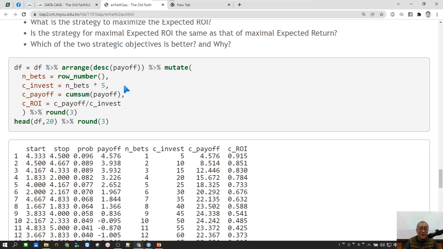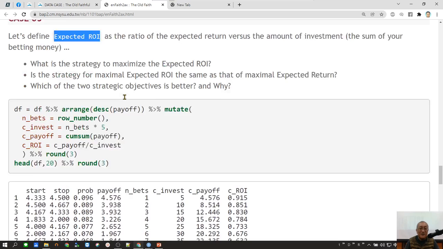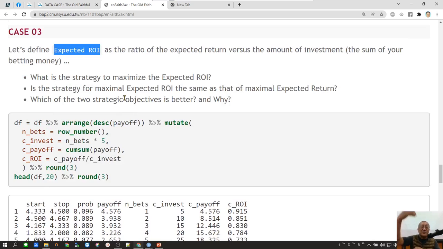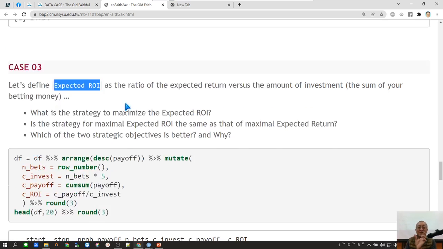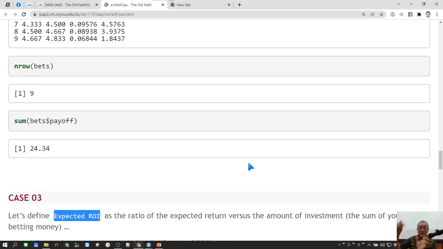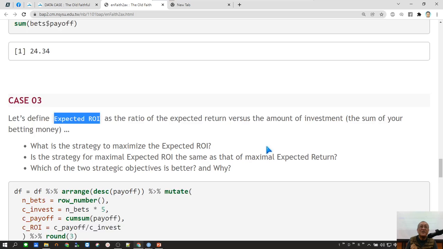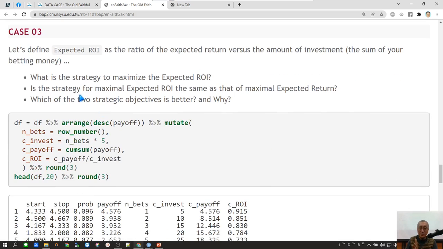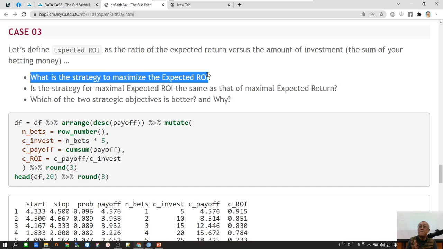The game rule is the same as case two. You can bet on every 10-second period, okay? You need to pay five. You bet $5 on every 10-second period. And if the next eruption time falls into the interval, then you win 100, right? Okay, so the game rule is the same. But now you want to find a strategy that maximizes your expected ROI, right? Okay.